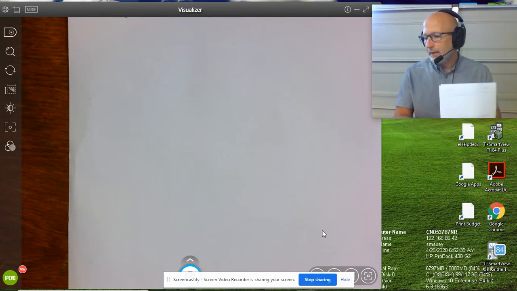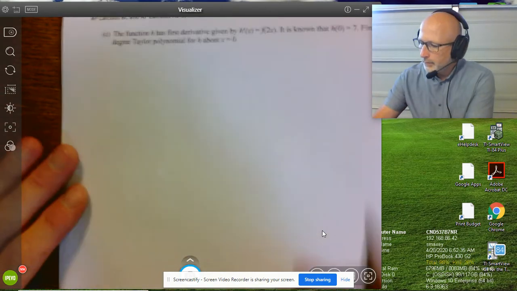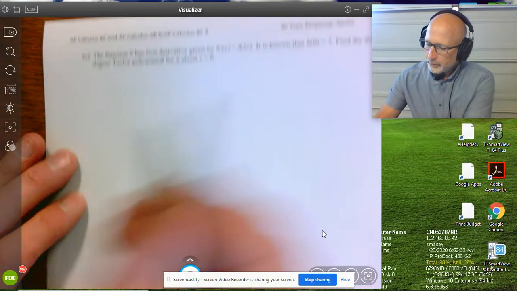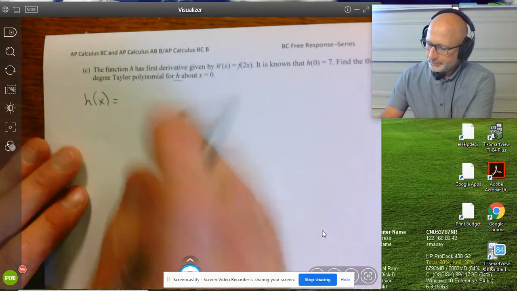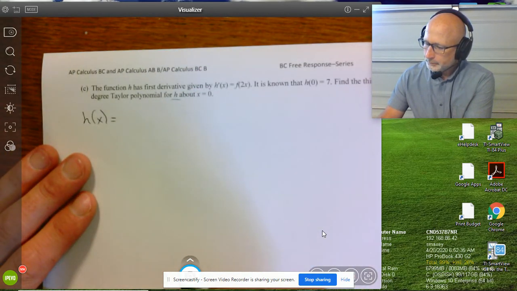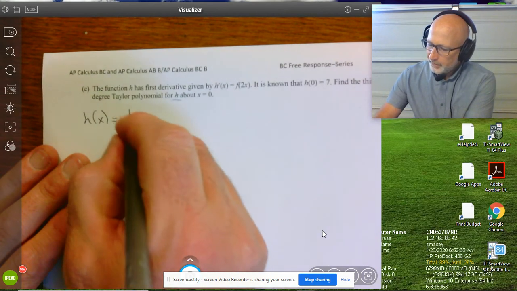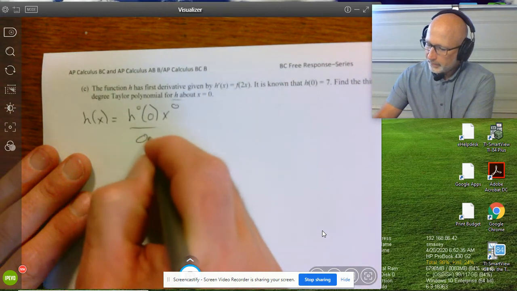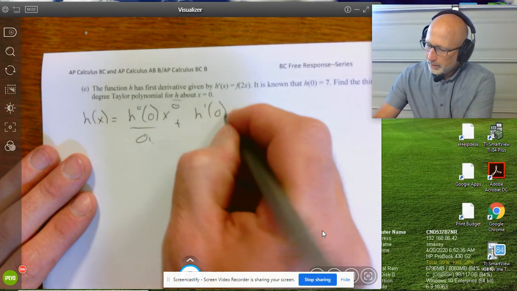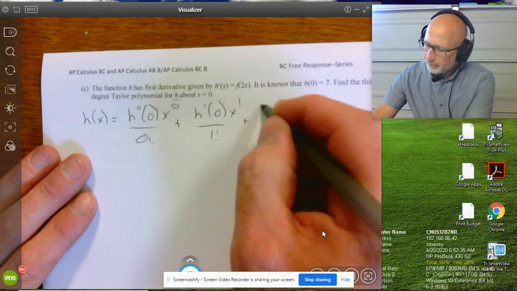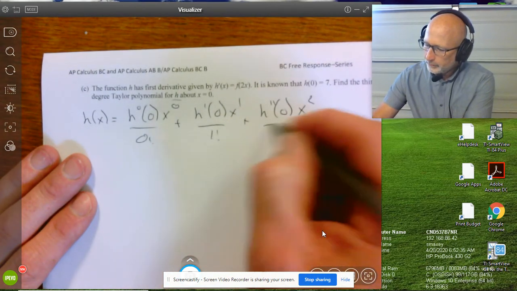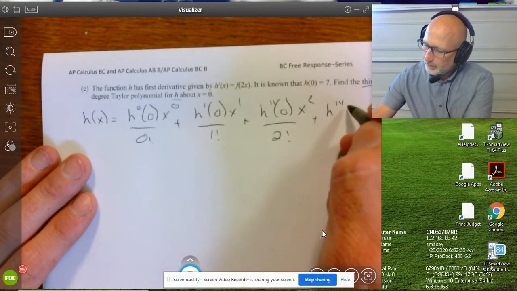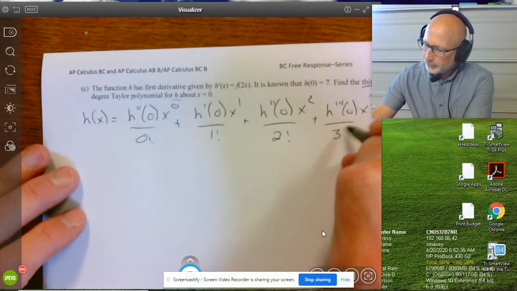So the function h has a first derivative given by h prime is equal to that. It is known that h of 0 is equal to that. Find the third degree Taylor polynomial for h. So we have h of x is going to be equal to the 0th derivative evaluated at 0, x to the power of 0 over 0 factorial, plus h prime of 0, x to the first all over 1 factorial, plus h double prime of 0, x squared all over 2 factorial. I need third degree, so plus h triple prime of 0, x cubed all over 3 factorial.